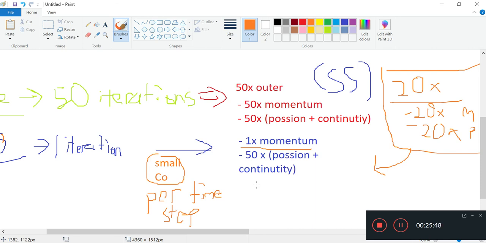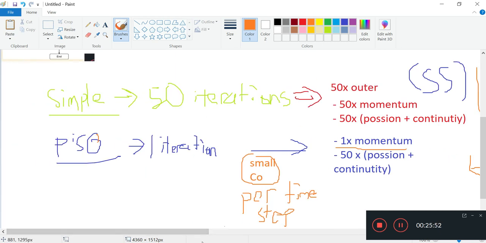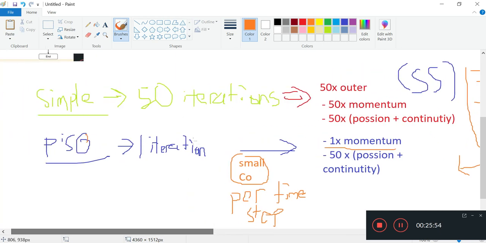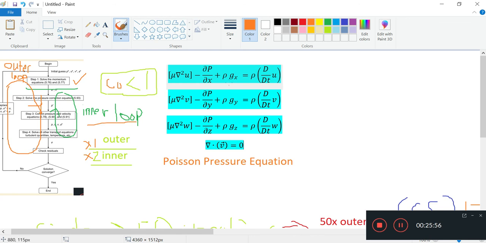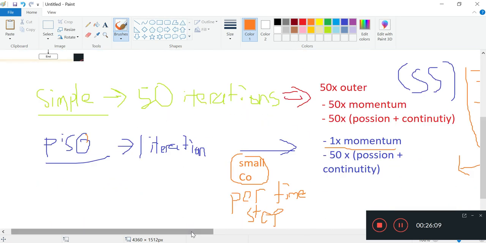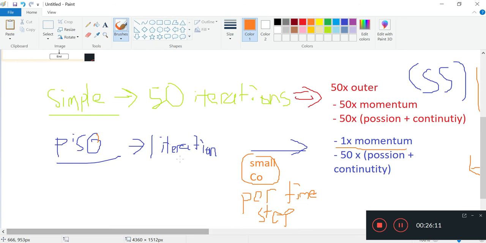So yeah, okay, but this is why PISO. This is the main difference between PISO and the SIMPLE. How many times is the outer loop being calculated? Meaning how many times is this momentum equation being solved per time step, as compared to the inner loop, which is the Poisson and continuity equation. So this basically outlines the key differences between the SIMPLE and PISO algorithm.